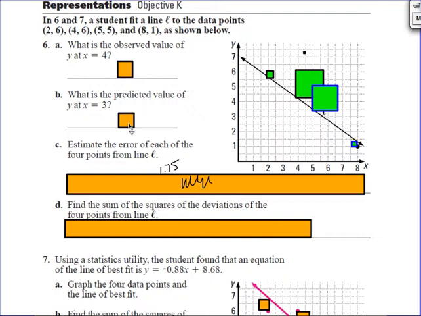Okay, so the predicted value of y at x equals 3. Predicted means use the line of best fit. So we're going to go to x equals 3, go up to the line, and you should get 5 for that one. Estimate the error of each of the 4 points from line L. Okay. Go ahead and do that. We're doing each of the points from line L. What's the difference between those points and the data, and the line of best fit?